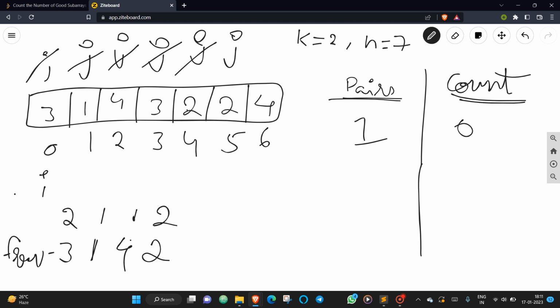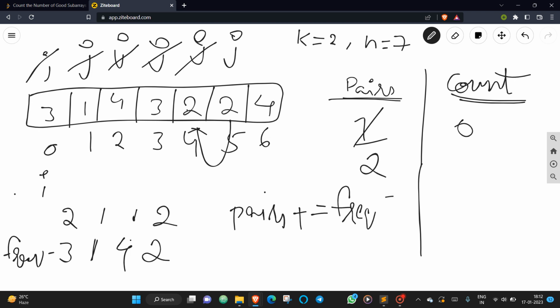and now you can see that 2 is making a pair with the previous element. You can see that 2 is making a pair with the previous element, so you update your pairs. That is, you can add that frequency minus 1 to your pairs, right? What I was saying is, you should add the frequency of your current element minus 1. If you add this, you are automatically counting the number of pairs, right?